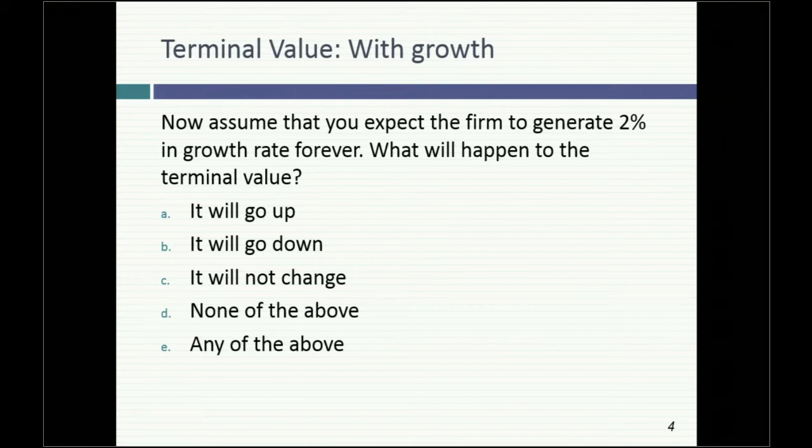In fact, if I ask you mathematically what the answer is, it's now a growing perpetuity, so what do you take? The 100 million divided by 0.10 minus 0.02, which is 1.25 billion. This is magic. I just increased the terminal value by 250 million. If I make the growth rate 4%, it becomes 2 billion. If I make it 6%, it becomes 3 billion. This is how you could talk about value enhancement right there, right?